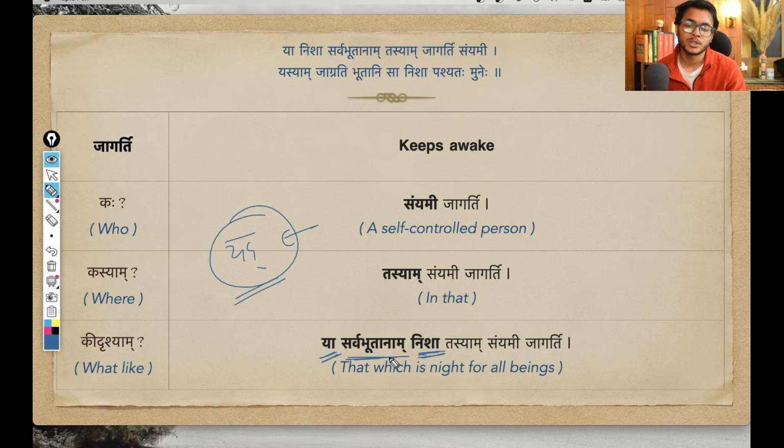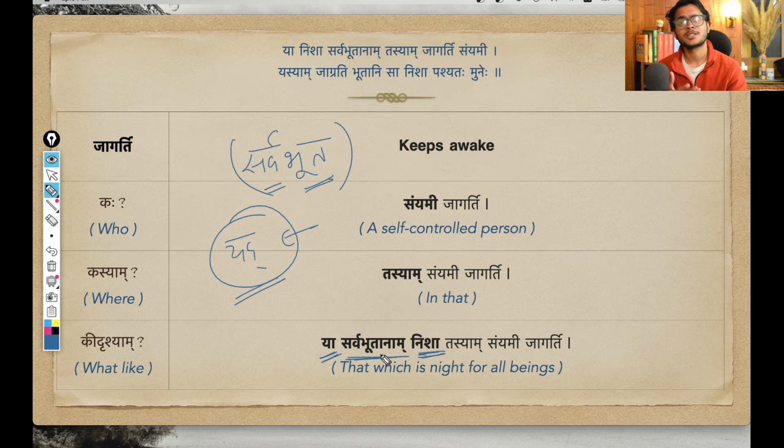And Sarva Bhutanam. So the Pratipadika here is Sarva Bhuta. Bhuta here refers to all the beings. Sarva, all beings. And we want to say that which is night for all the beings. So this is Shashti Vibhakti Bahuvachanam used. Ya Sarva Bhutanam Nisha Bhavet, that which is night for all the beings. Tasyam Sanyami Jagarti, in that a yogi keeps awake.